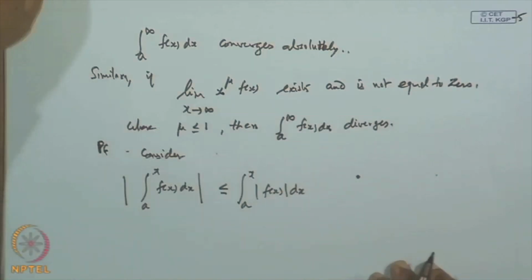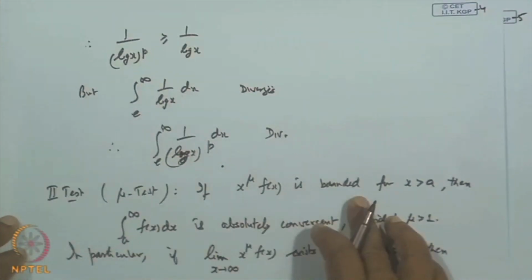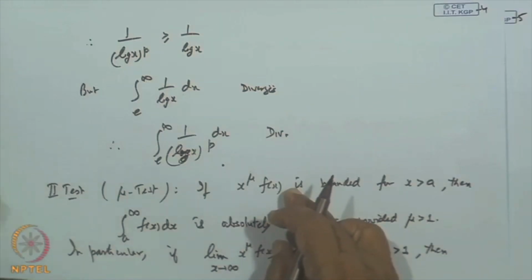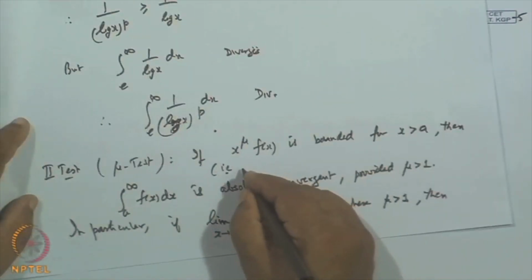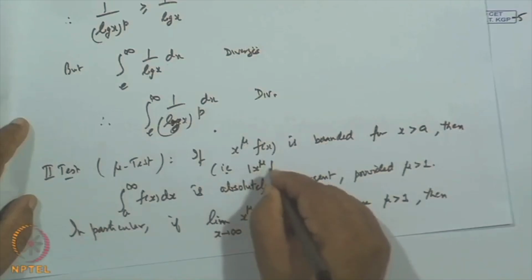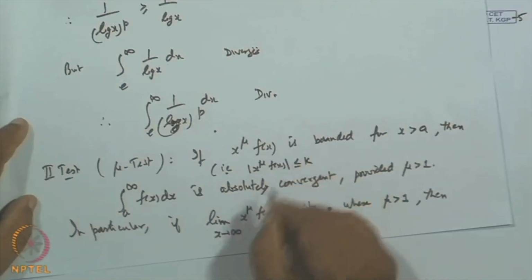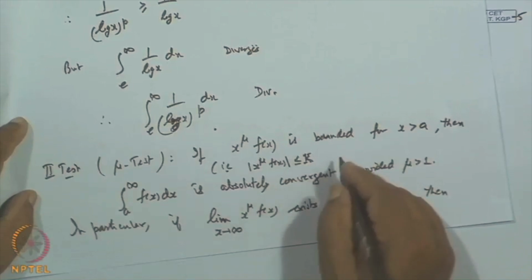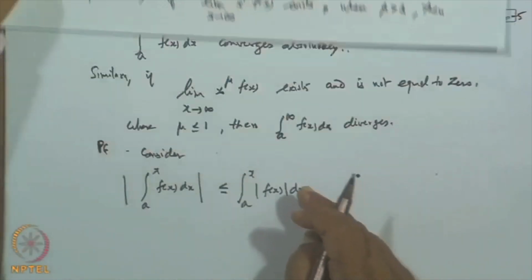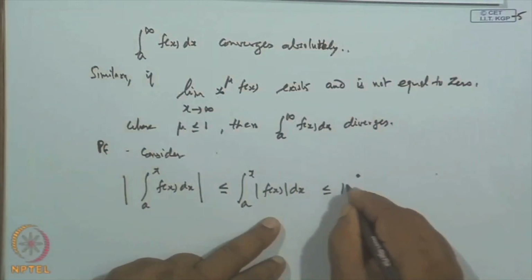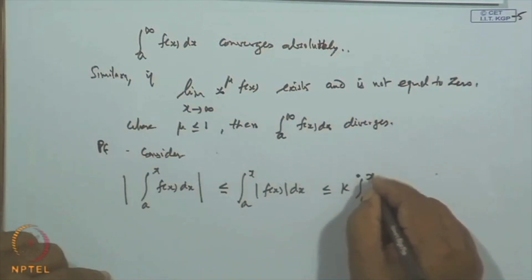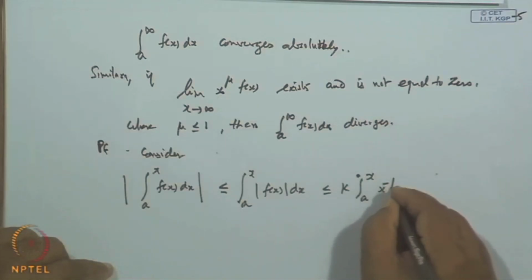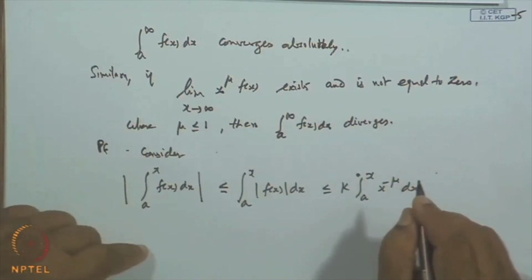Now, what is given is that if x to the power mu times f(x) is bounded, that is, the modulus of this is less than or equal to k, for some constant k, then mod x to the power mu f(x) is less than or equal to k. So, we can write mod f(x) is less than or equal to k times x to the power minus mu, and integrate from a to x of x to the power minus mu dx.